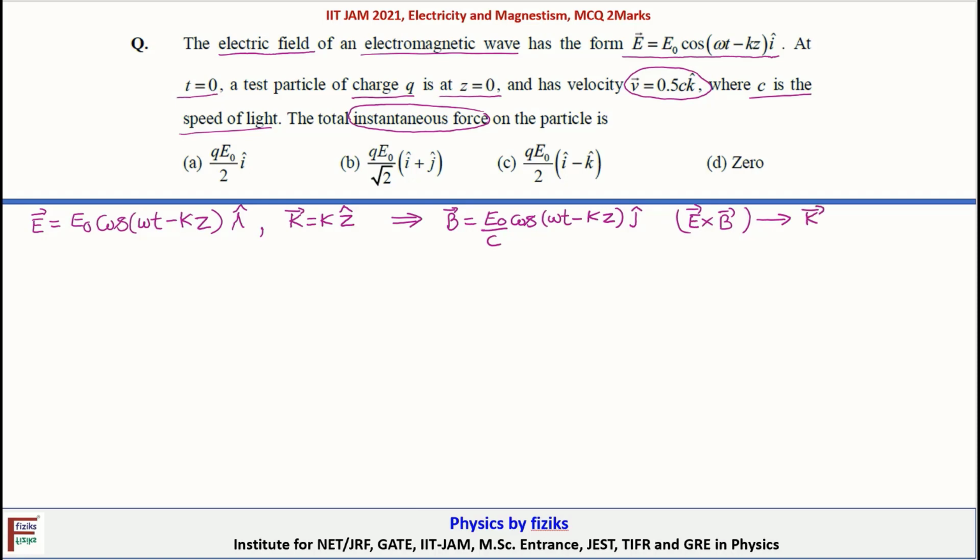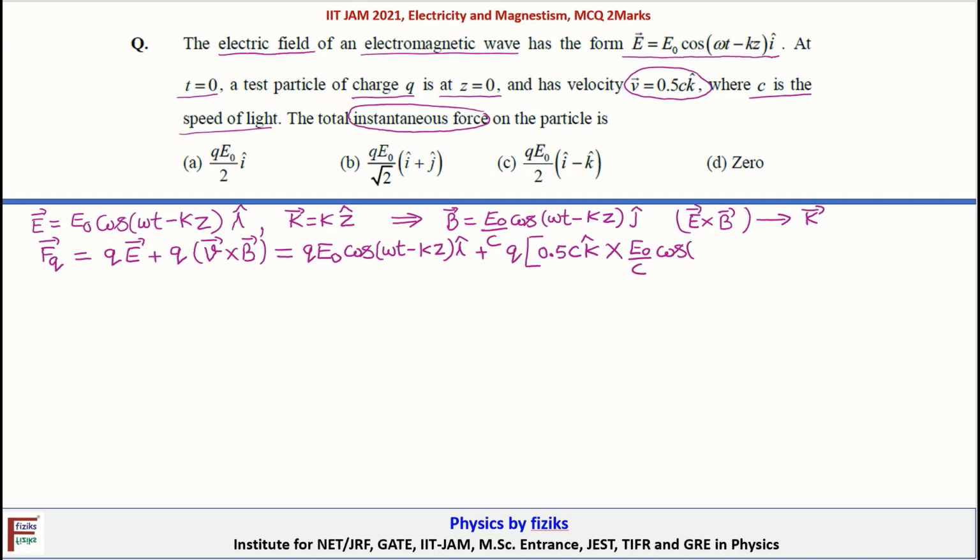So we know E and B. Now the total force on charge Q is given by QE plus Q V cross B. That is given by Q E naught cos omega t minus kz I cap plus Q times V, which is 0.5 c k cap, cross B, which is given by E naught by c cos omega t minus kz j cap.